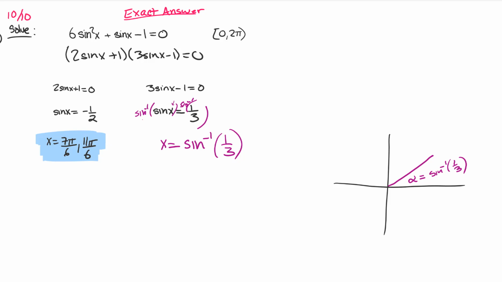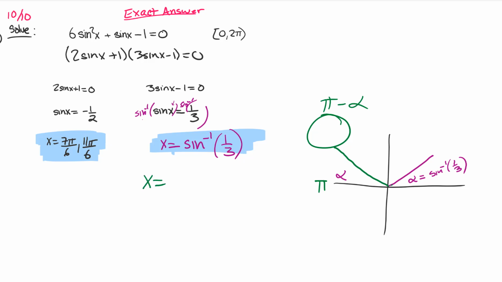But we need to find 2 angles, not one. We got one. Here's one of your answers. Inverses are angles. That's what we're looking for. These x's are angles. But we need to go find the other one that's over here, where sine's also positive, that has the same reference angle. What angle is that? That angle is pi minus the reference angle. Hence, our last answer is going to be pi minus our reference angle.